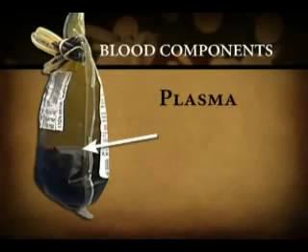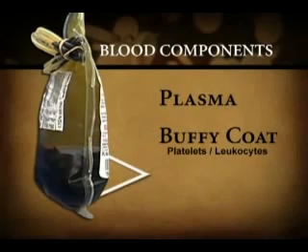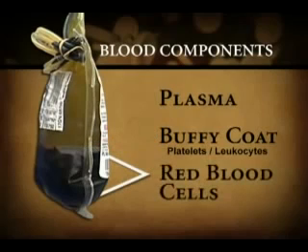Next is a thin whitish layer called the buffy coat. This layer contains platelets and leukocytes, which account for less than 1% of our blood volume. The remaining nearly 45% consists of red blood cells called erythrocytes.